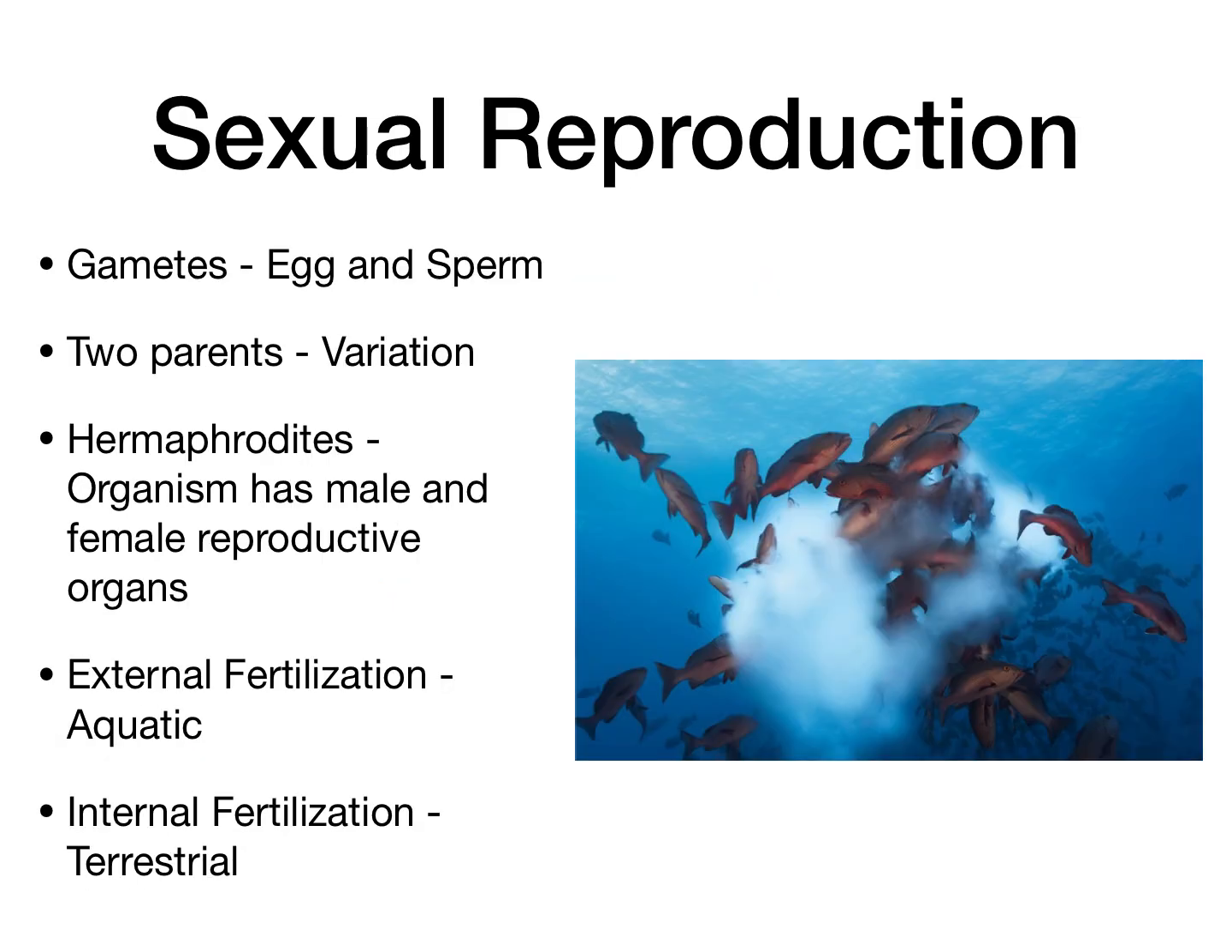In sexual reproduction, we have egg and sperm. We have two parents, and we get that all-important variation. There are some organisms that are hermaphrodites that have both male and female reproductive organs. They don't self-fertilize. Fertilization can happen internally or externally. External fertilization tends to happen in water, whereas if you're going to live on land, internal fertilization has evolved.